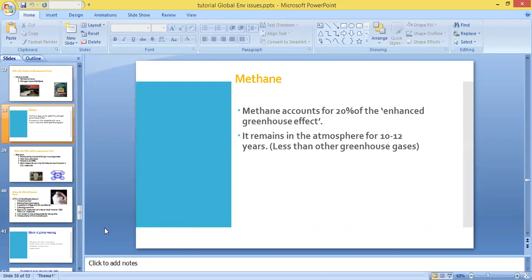Then methane. Methane accounts for 20% of the enhanced greenhouse effect, so around 20% contribution is by methane. It remains in the atmosphere for 10 to 12 years, less than the other greenhouse gases. Earlier we saw that nitrous oxide remains in the atmosphere for 150 years, so this is just 10 to 12 years. It is a comparatively shorter life duration.